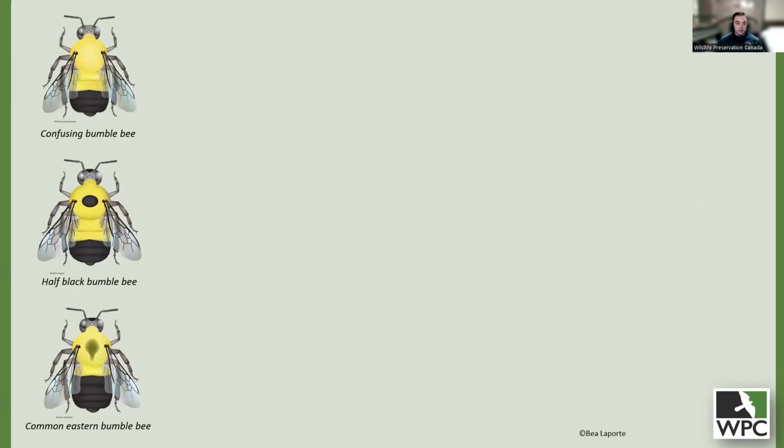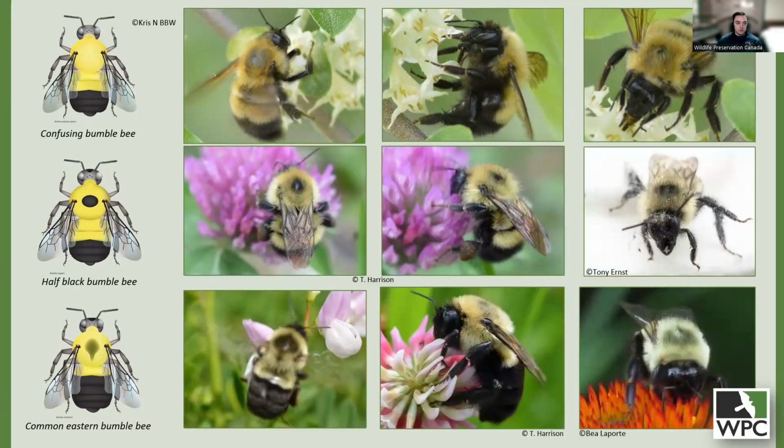Some more black-bottomed representatives. We have the confusing bumblebee, the half-black bumblebee, and the common eastern bumblebee. And I'll start with the confusing. We see here that similar to the half-black, it's got T1 and T2 yellow. So the abdomen has two yellow bands followed by all black, so there's a similarity there. They're also quite long in their hair length, which is another similarity.